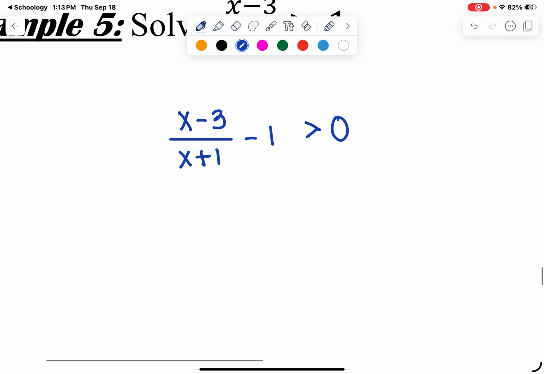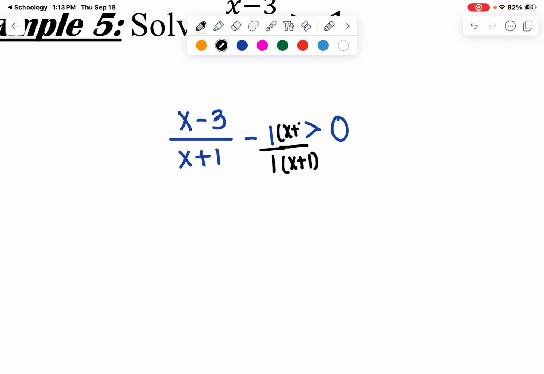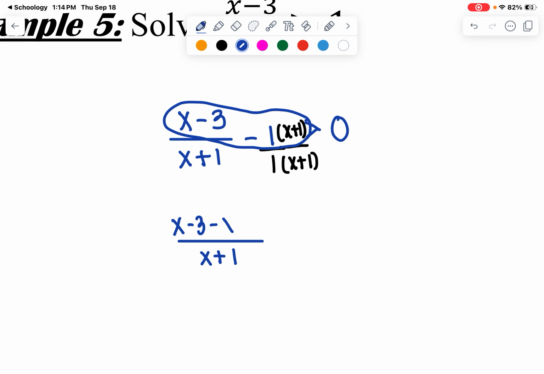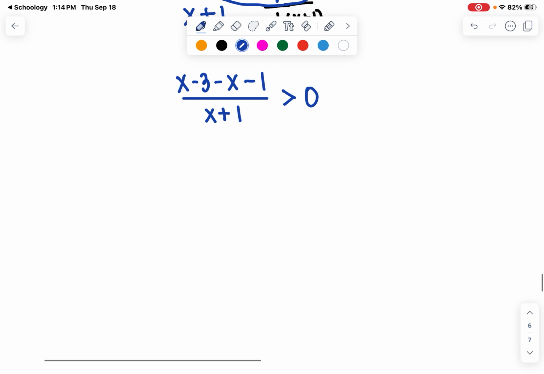I don't have one fraction. So I need to get a common denominator. So I'm going to put this over 1. My common denominator is x plus 1, so I'm going to multiply this by x plus 1, which means I have to do the same to the numerator. I'm going to write my lowest common denominator, which is x plus 1. And then my new numerator is all this, all right? So I'm going to write x minus 3. Make sure you distribute a negative 1. So that's minus x minus 1 greater than 0. Combine like terms. That's negative 4 over x plus 1 greater than 0.